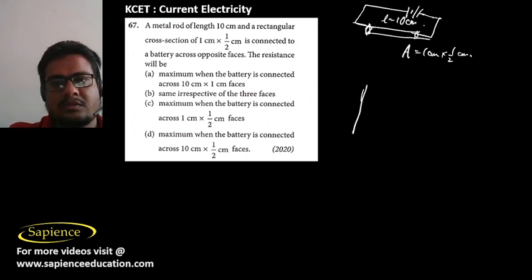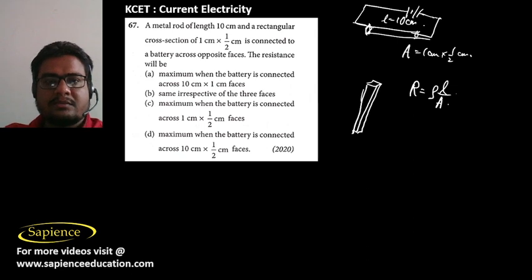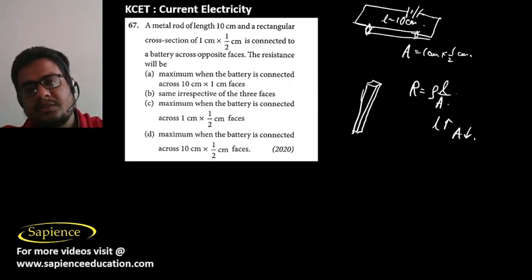So the metal rod is somewhat like this. It is in the shape of a cuboid. Now we know that R equals rho L by A. So the resistance will be maximum when the length is highest and A is minimum.